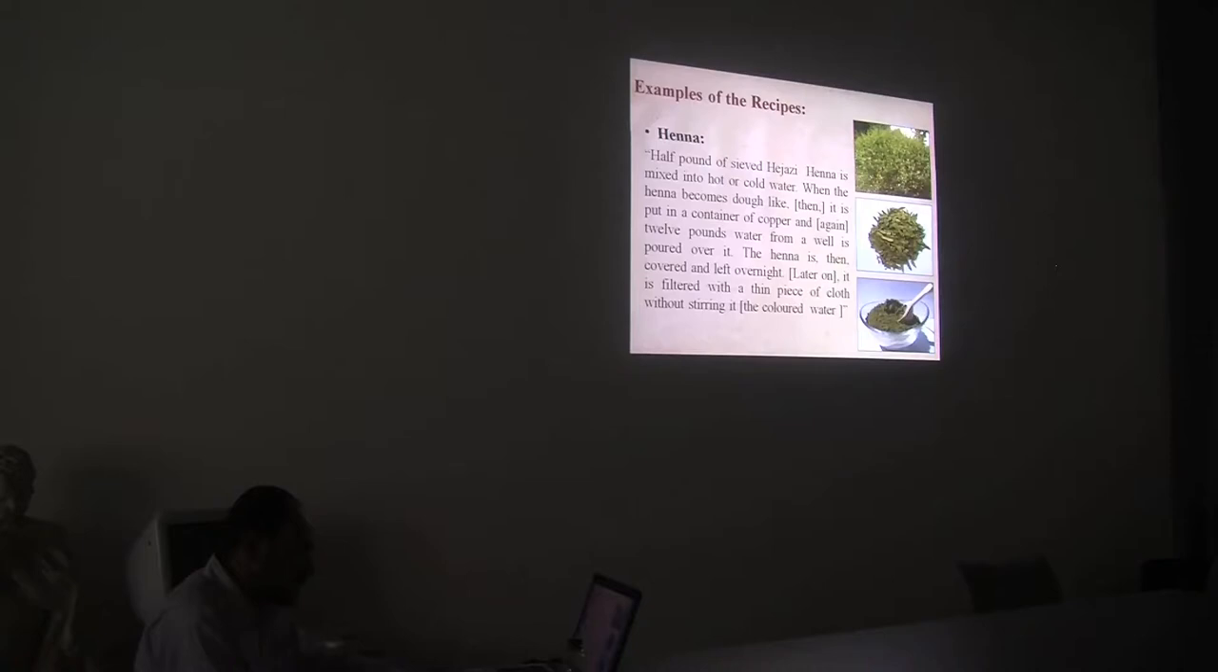First is henna, which has been described as 1/2 pound of sifted Hijazi henna mixed into hot or cold water. When the henna becomes dough-like, it is put in a container of copper, and again 12 pounds of water from a wheel is poured over it. The henna is then covered and left overnight. Later on, it is filtered with a thin piece of cloth without stirring it. It means a colored water.